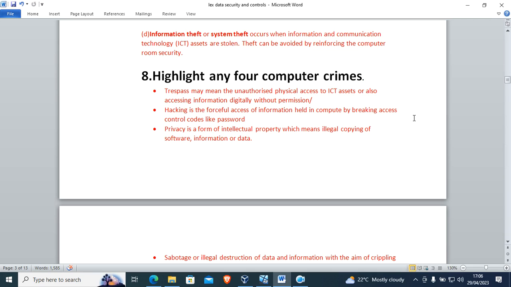So we have trespass. Remember, sometimes you can go to a place, then you get a message like "no trespass, hakuna njia hapa." So when we talk about trespass, it may mean unauthorized physical access to ICT assets, or also accessing information digitally without permission, which is prohibited. So trespass is actually going to an unauthorized place or passing through an unauthorized place, or even accessing a computer room without permission.